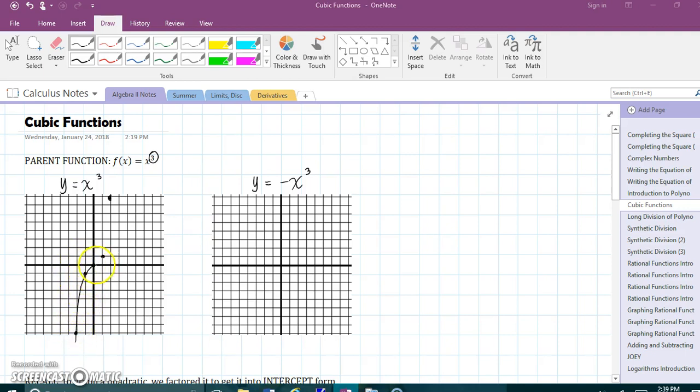I know you probably don't have a graphing grid. So there's x cubed. Wow, that is not smooth right there. Hold on. That's a little better.